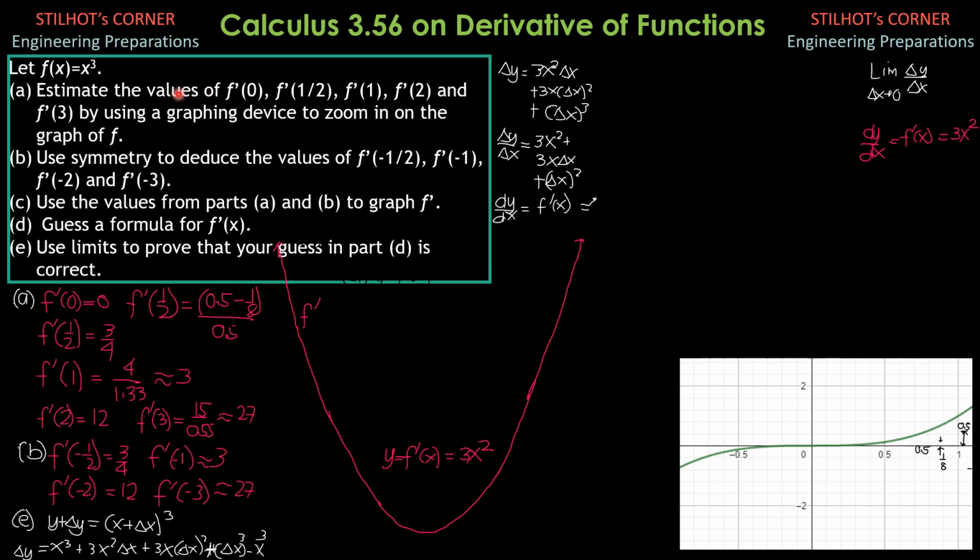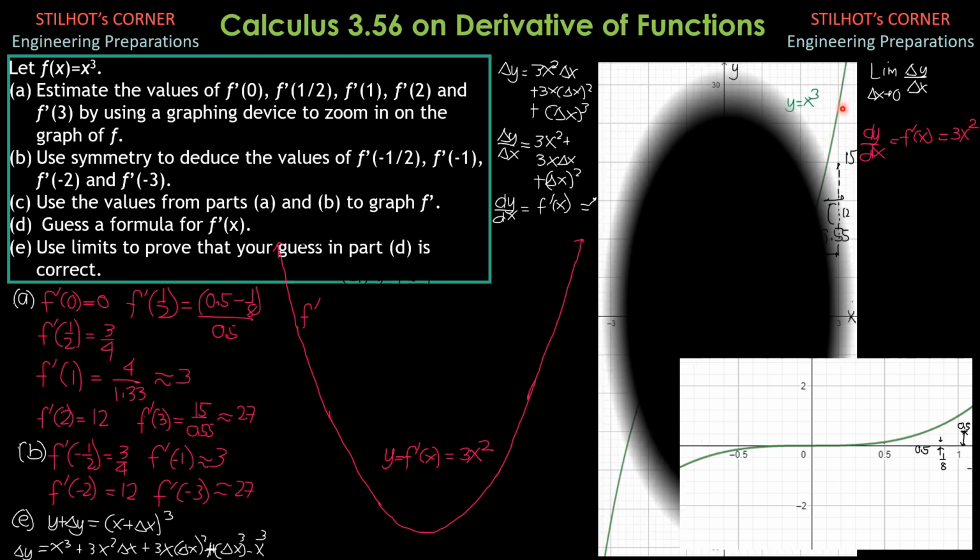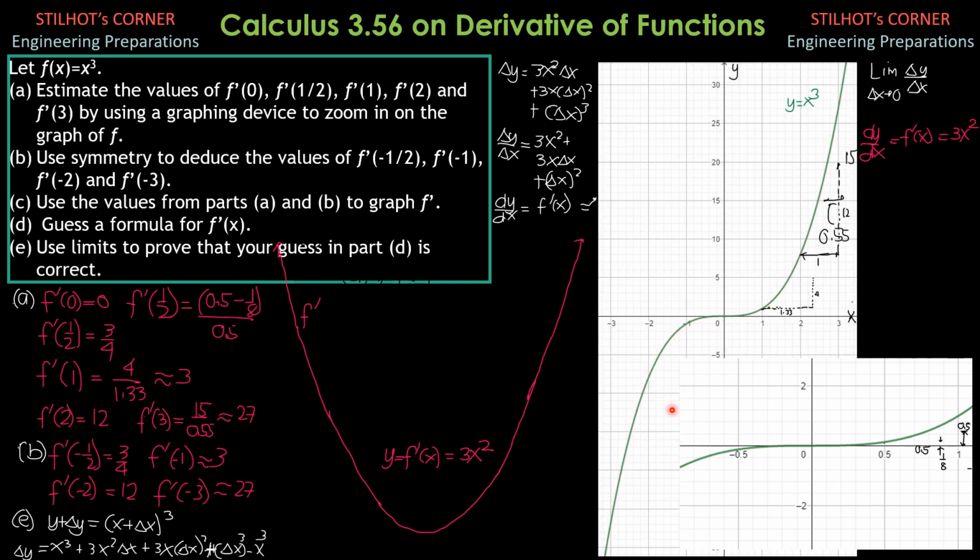So first, let's sketch the graph of f of x equals x cubed. If you're experienced, it looks like this. So this is the graph of f prime of x. So that's why at the origin, the tangent is horizontal. So f prime of 0 is 0 at the origin.